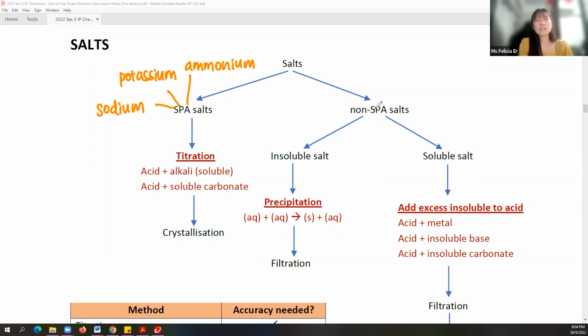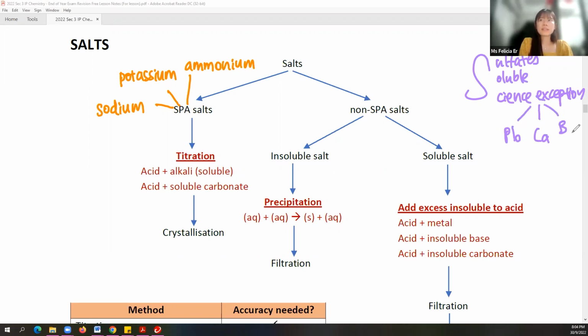But if it's not an SPA salt, for example if I say calcium sulfate, calcium sulfate is not SPA, so next you check the solubility table. Are they soluble or not? For calcium sulfate, by right, you need to memorize. I told you, all sulfates are soluble except the 3: barium, calcium and lead. This time around the one is calcium. So that's why it will be insoluble. In this case, it will be insoluble. That's why you use precipitation.